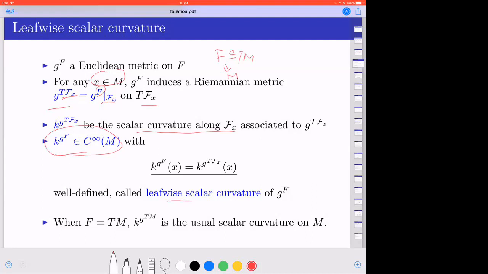Of course, if the integral bundle is just the total tangent bundle, then there is only one leaf, just the manifold, and this is the usual scalar curvature. So in this sense, the leaf-wise scalar curvature concept generalizes the scalar curvature on a manifold to the case of foliations.